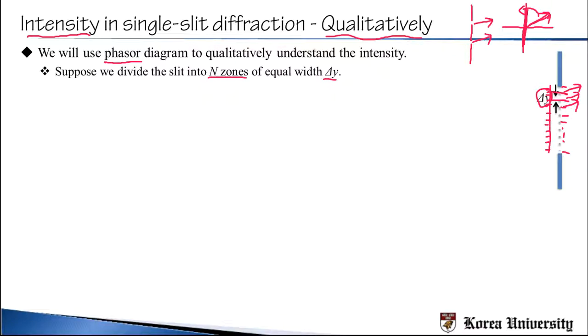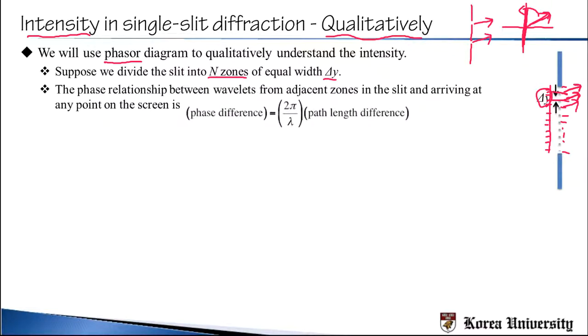Now let's select two waves or phasors adjacent to each other. What will be the phase difference? If you know the path length difference between two waves, divide it by lambda, which is the wavelength, and then multiply by 2 pi, then you get the phase difference, right? Because each wavelength corresponds to 2 pi in phase.